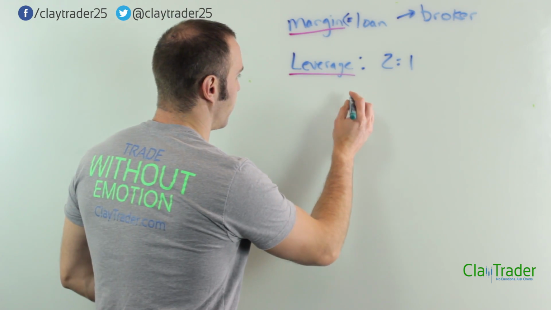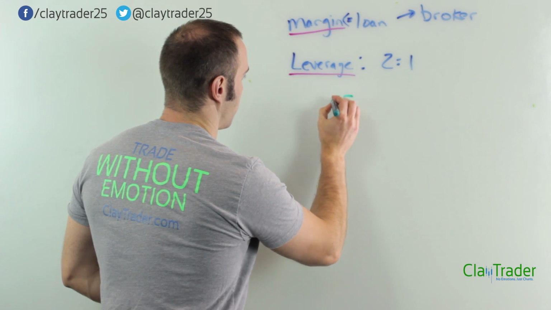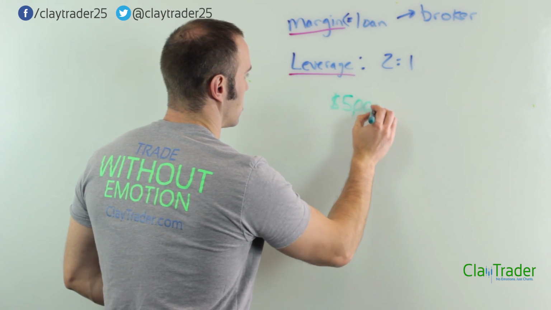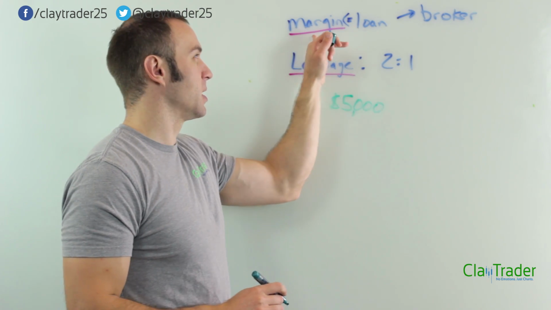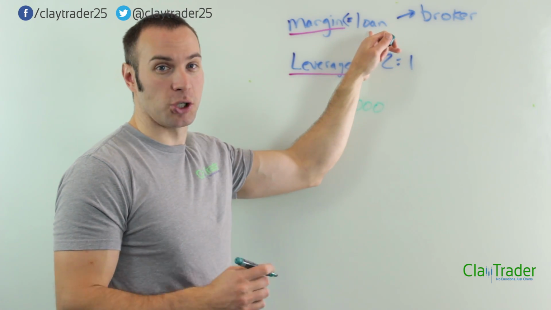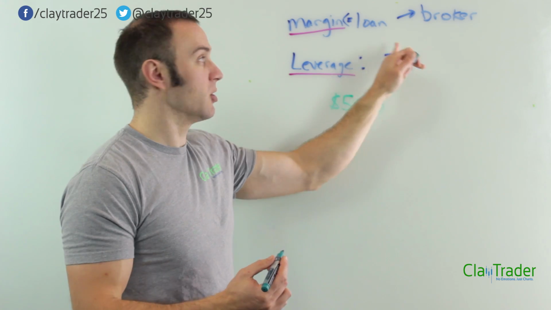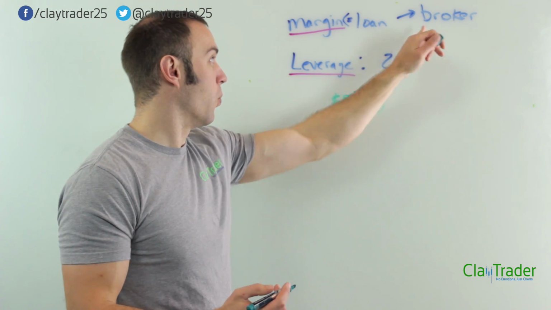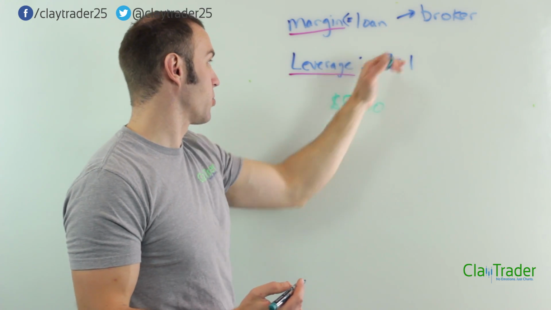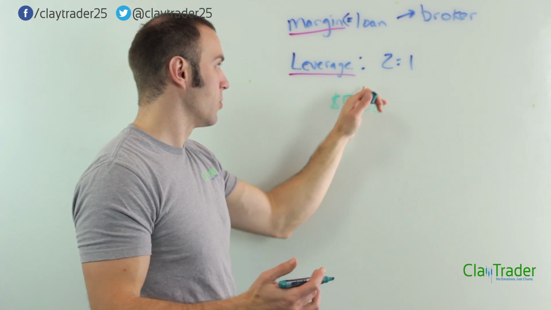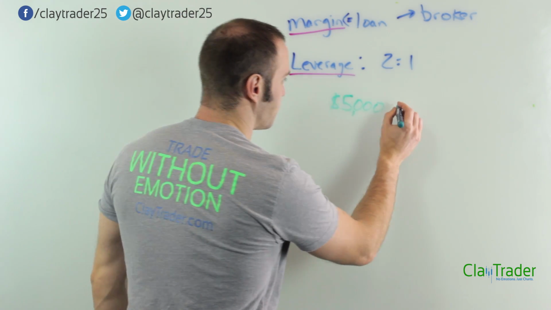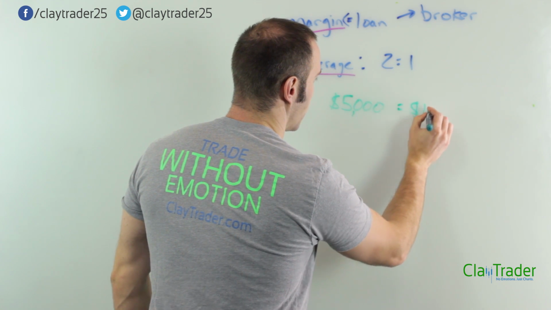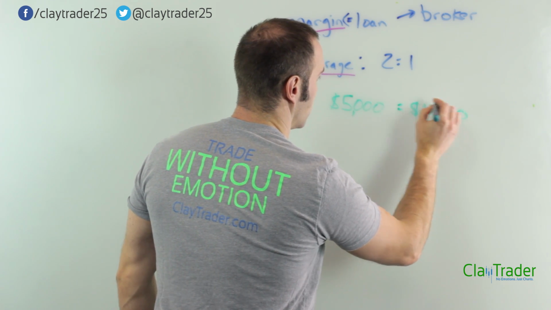Let's say you have $5,000 and you put it into a margin account. Because you're in the margin account, you are eligible for a loan. Who's going to make you that loan? Your broker is. What is the broker's leverage that they're willing to give you? Well, it's 2 to 1, which means that for the $5,000 that you put in, you would then have $10,000 to trade with.